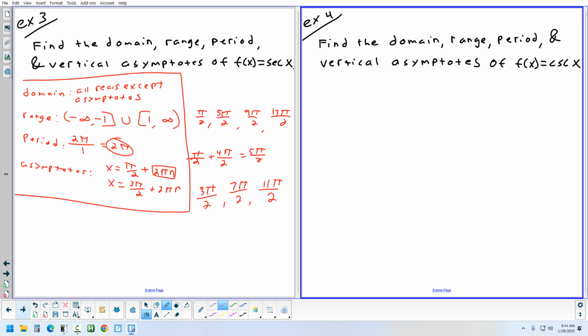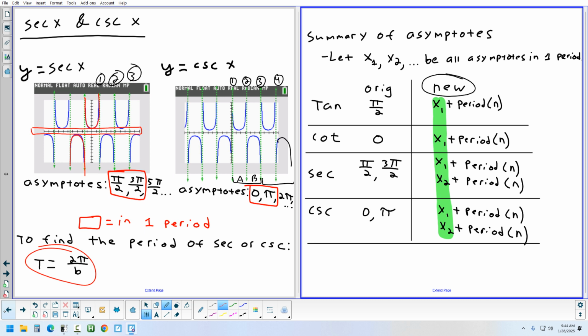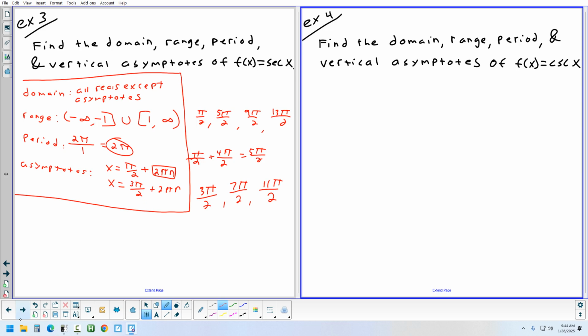Now, if we did that for cosecant, would the range be different? Look back at your graph. Is the range different between secant and cosecant? No. No, it has the same gap. So there would be no change in the range. Would the period be different? No. Period is still 2 pi over b, and there's no transformation there, so the period would stay the same. What would change is the asymptotes.